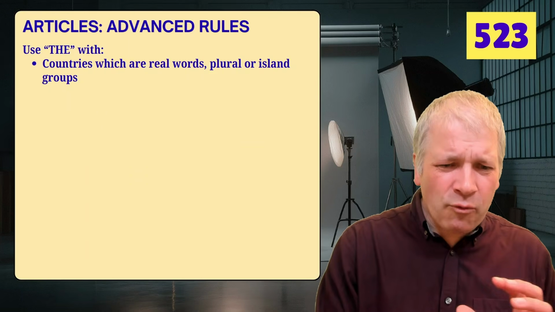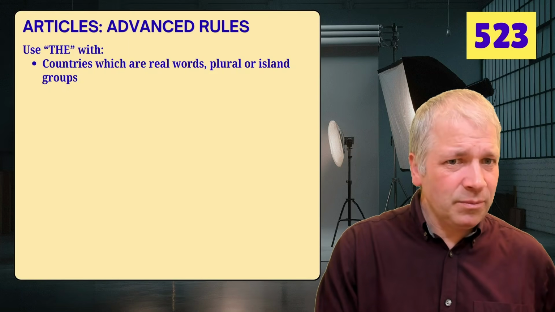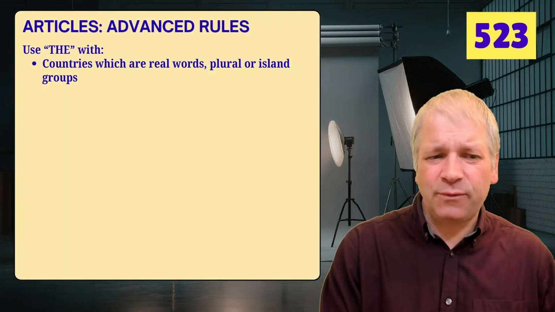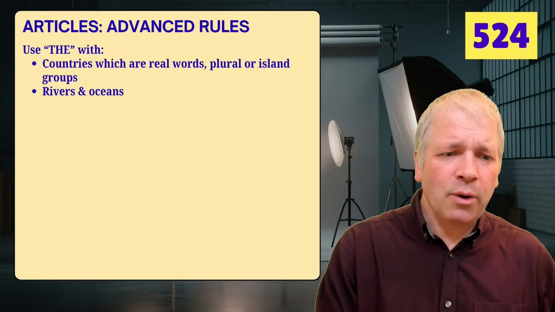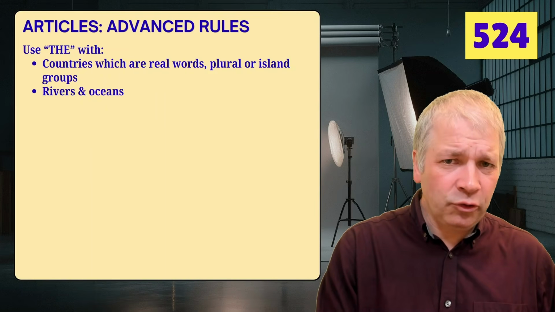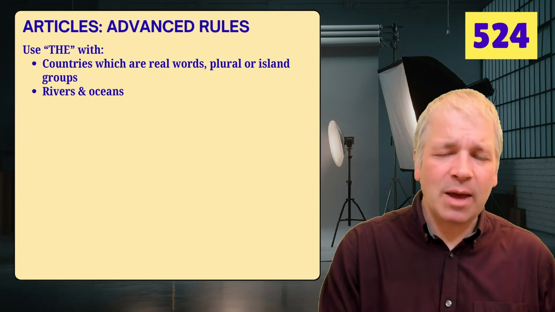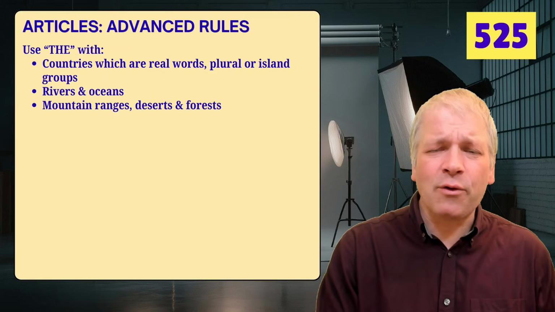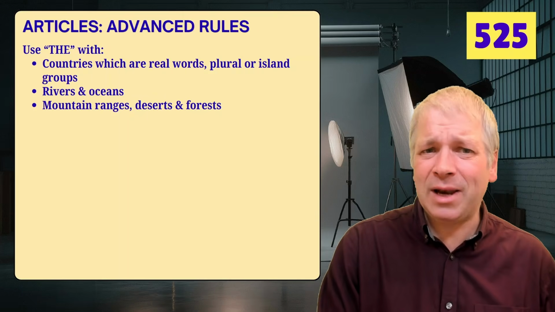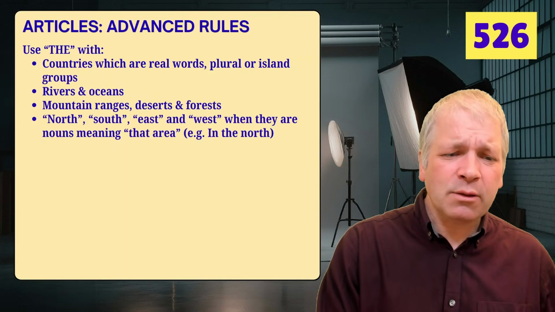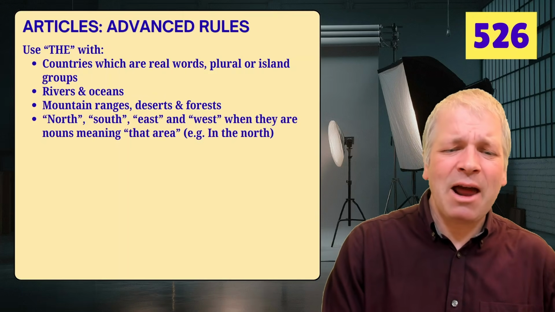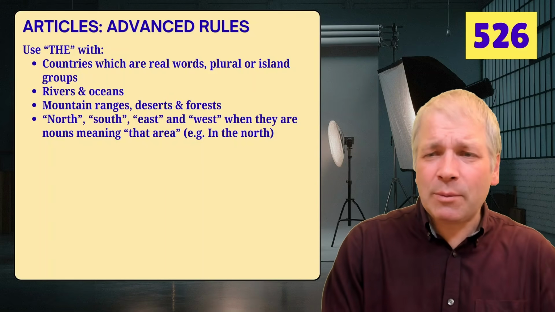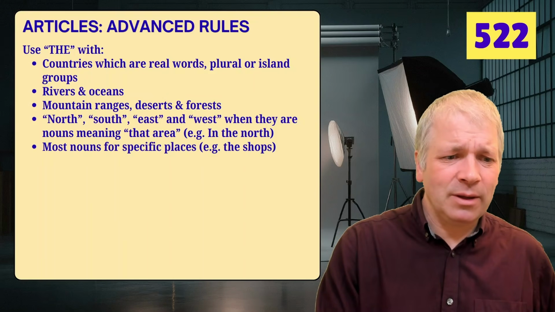With countries that are real words, like the United Kingdom, plurals like the Netherlands, or island groups like the Philippines, use the, otherwise you don't. Rivers and oceans, so the River Thames, the Atlantic Ocean. Mountain ranges, deserts and forests use the in front of, like the Himalayas. North, south, east and west when they are nouns meaning in that area. So for example, it's in the north, but we'll come to an exception in a moment to that.